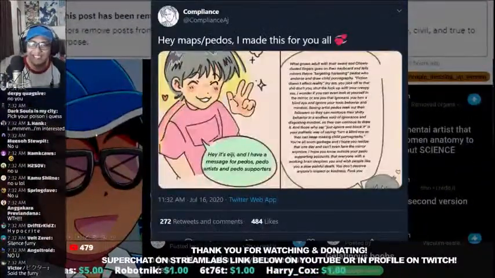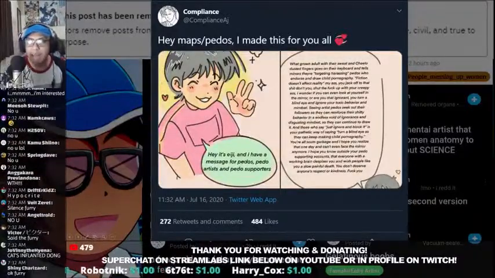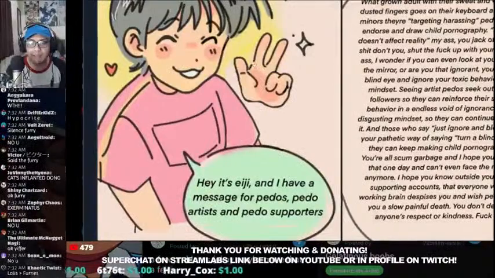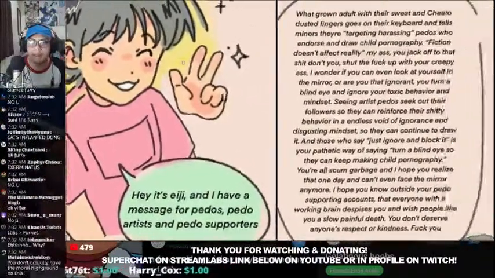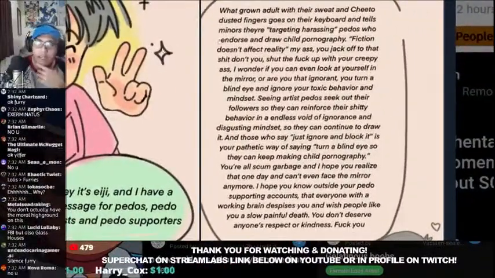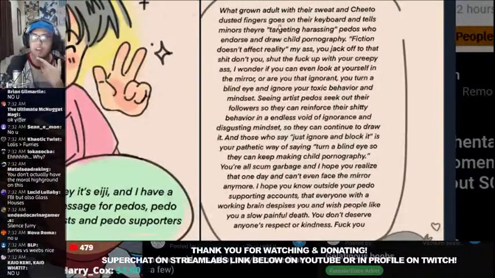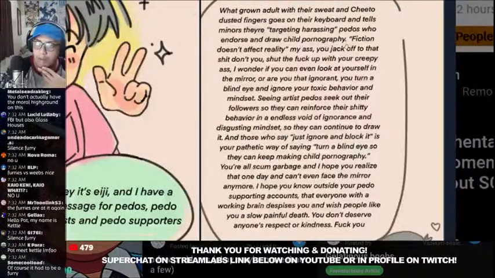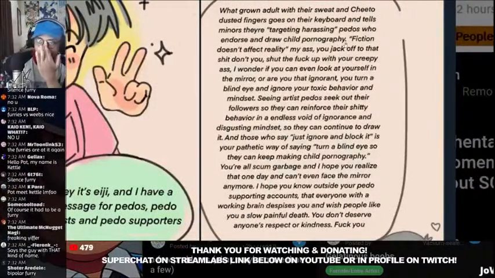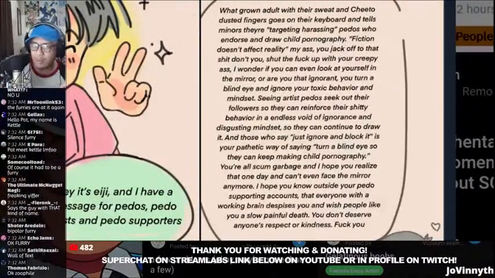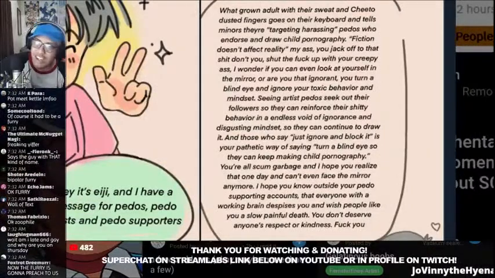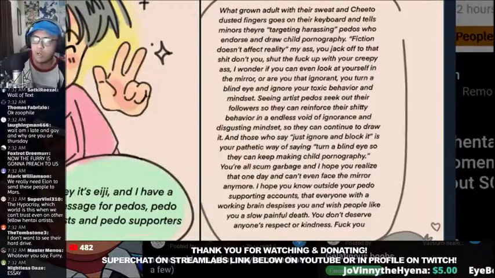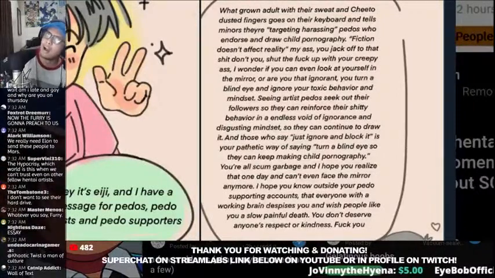I mean, and there's also this. Hey Maps pedos, I made this for you all. Hey, it's AG and I have a message for pedo artists and pedo supporters. What grown adult with their sweat and Cheeto dusted fingers goes on their keyboard and tells minors they are targeting, harassing pedos who endorse and draw child pornography?